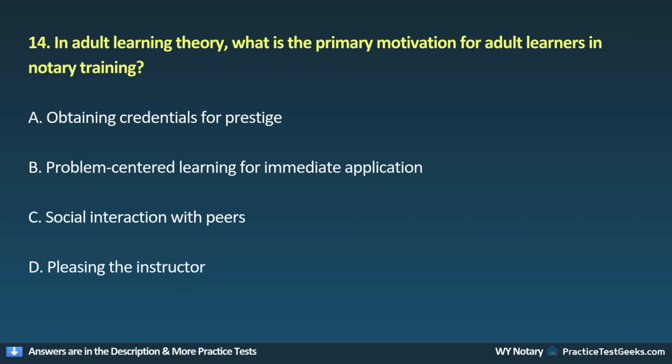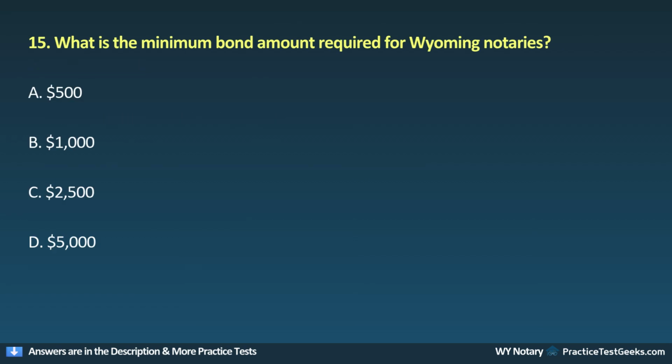14. In adult learning theory, what is the primary motivation for adult learners in notary training? A. Obtaining credentials for prestige. B. Problem-centered learning for immediate application. C. Social interaction with peers. D. Pleasing the instructor.